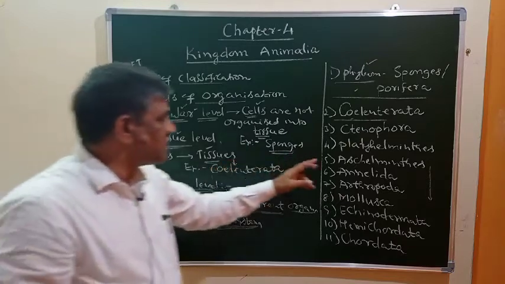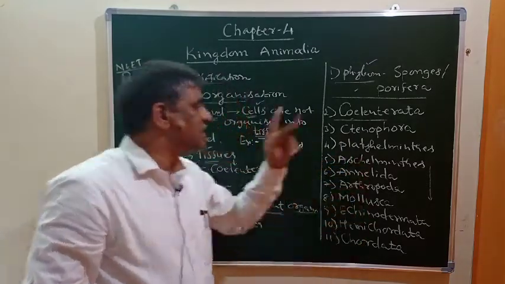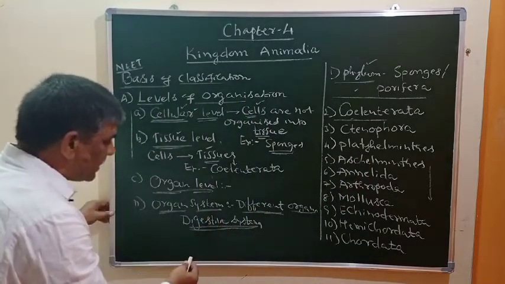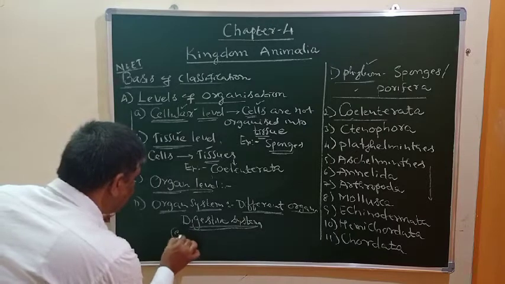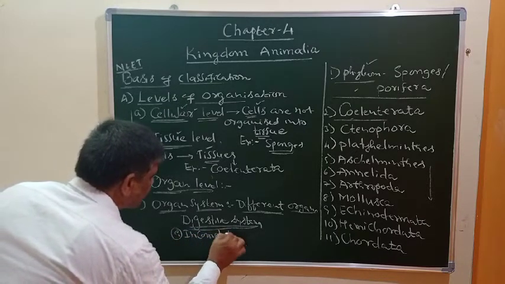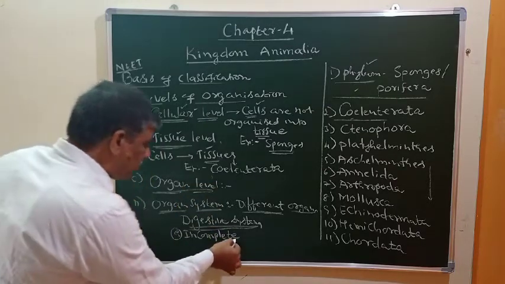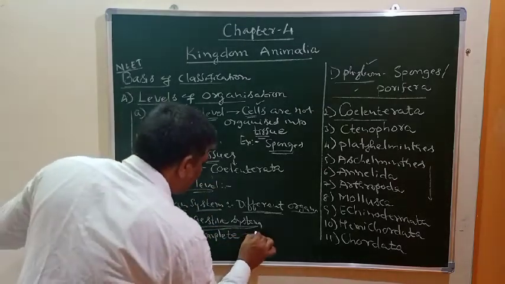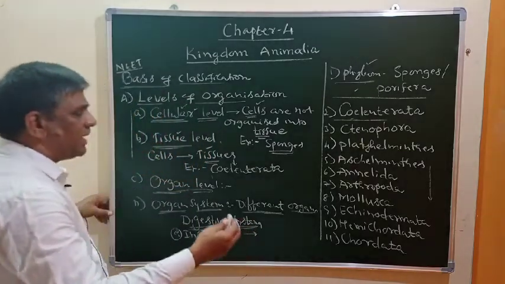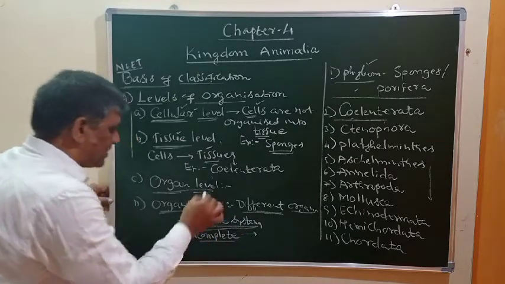Though the digestive system is there in all these organisms, there is a difference. What is the difference? Some organisms have an incomplete digestive system. What is the meaning of an incomplete digestive system? If the intestine ends blindly in some animals, that becomes an incomplete digestive system.